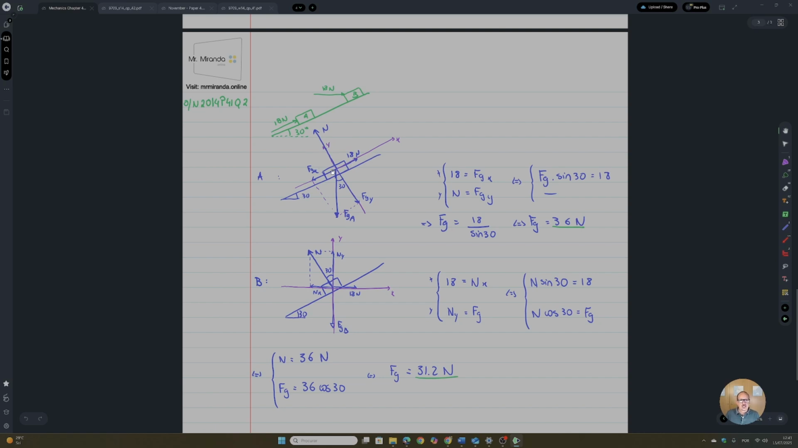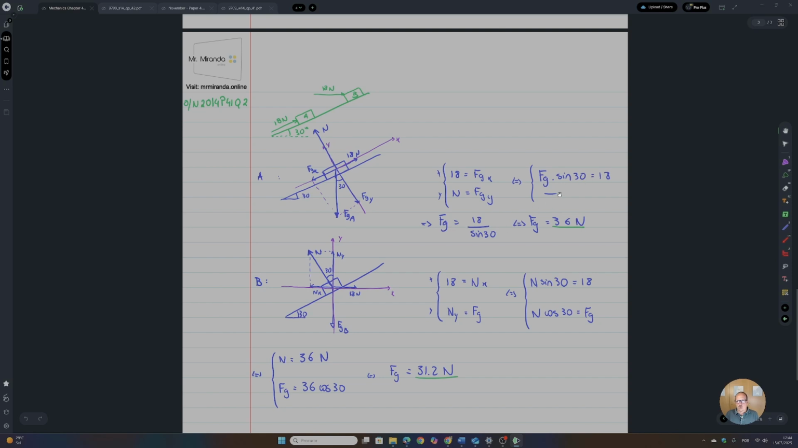So let's translate this into math. Again, this component is the same as the normal contact force, and the horizontal component of the weight must be equal to the 18 Newton force for this to be in equilibrium, right? So on x, you have 18 equals Fgx. On y, you have the normal contact force equals Fgy. What is Fgx? Fgx is, as I told you, Fg sine of 30.